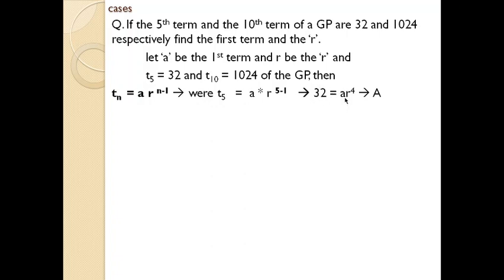We don't know what a and r are, we have no idea. r raised to 5 minus 1, that is, sorry, 4. Let this be a r^4 equal to 32. Let it be equation A. Following the similar step, you will get equation B where a r^9 equal to 1024. I hope till this step all are aware of how to arrive at equation A and equation B.